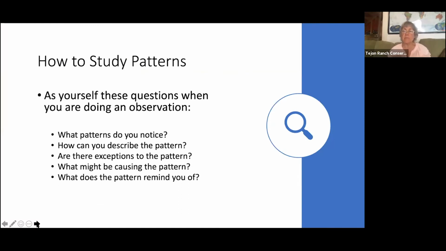When you're studying or looking for patterns, keep these questions in mind while you're doing your journaling. Ask yourself, what patterns do you notice? How can you describe the pattern? Are there exceptions to that pattern? What might be causing the pattern? And what does the pattern remind you of?